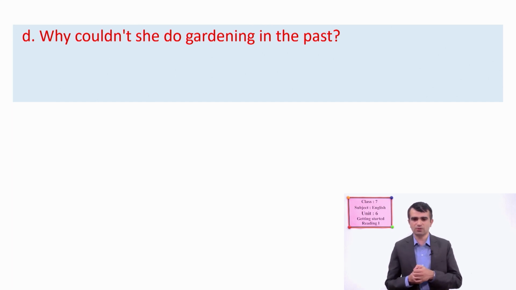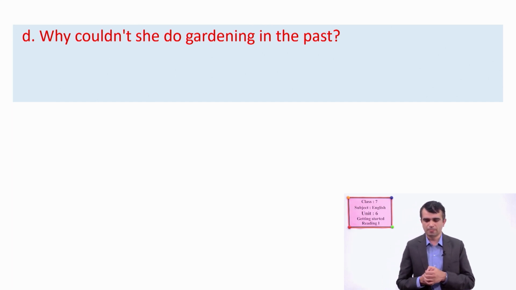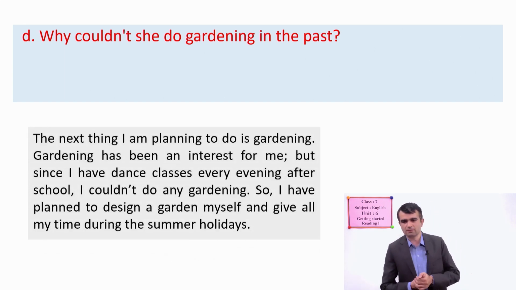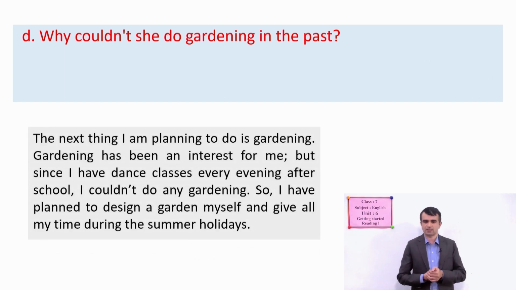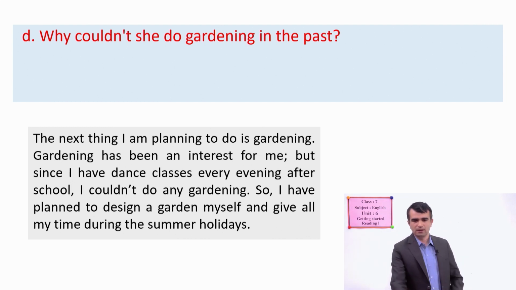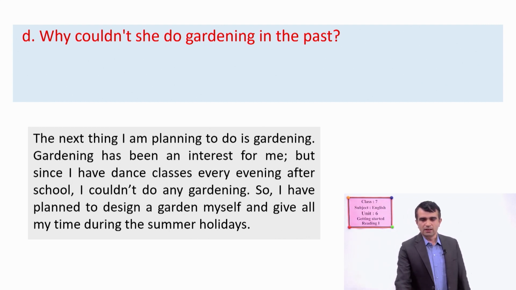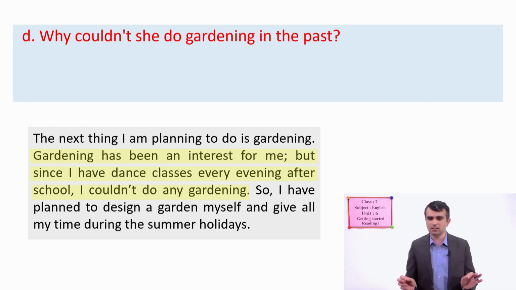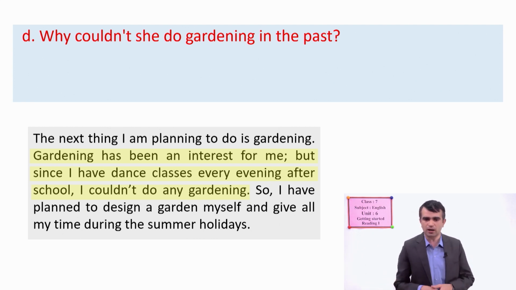She says, I couldn't do gardening in the past. Well, why? You can find the answer in this part of the text. Which part? Well, this is the 3rd paragraph, isn't it? Let's see, 3rd paragraph. Here she says, gardening has been an interest for me, but since I have dance classes every evening after school, I couldn't do any gardening.